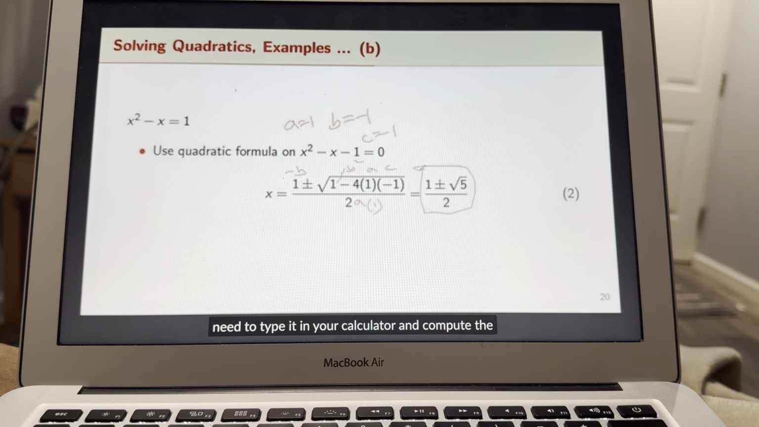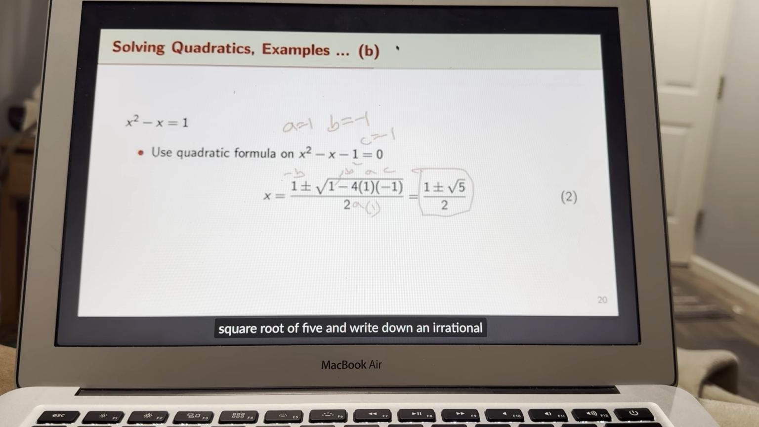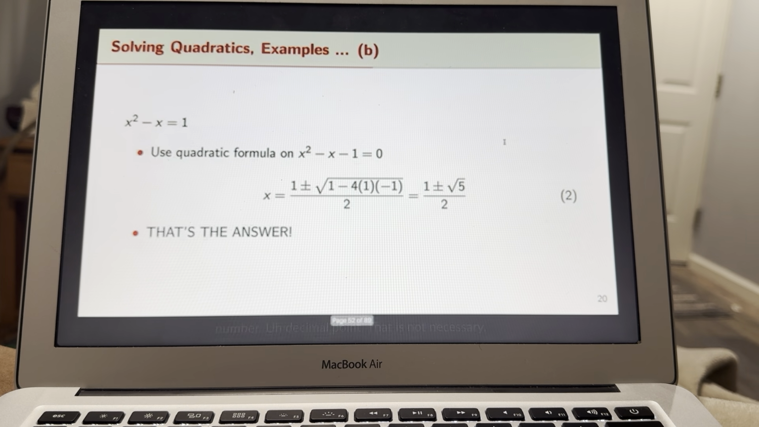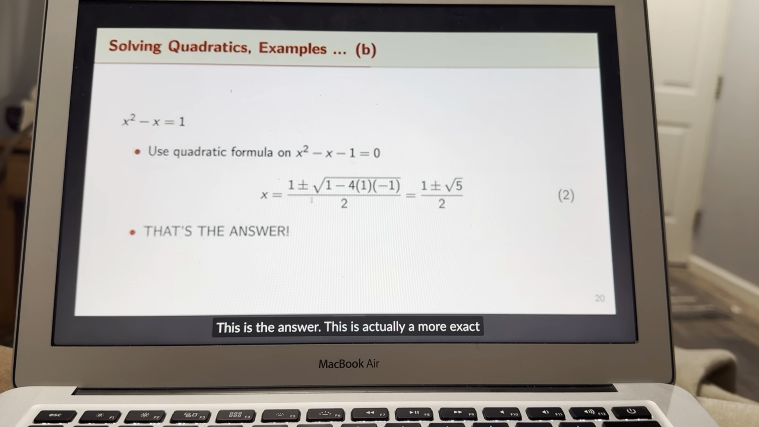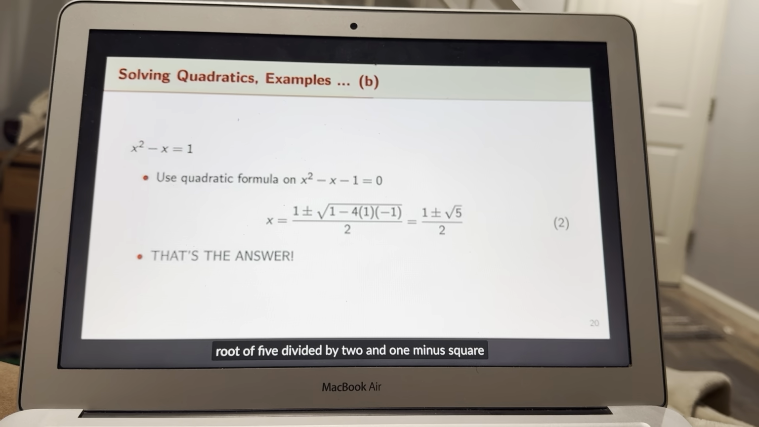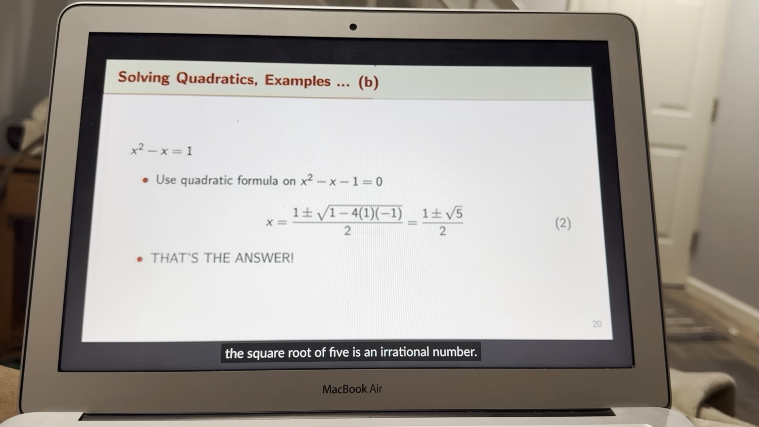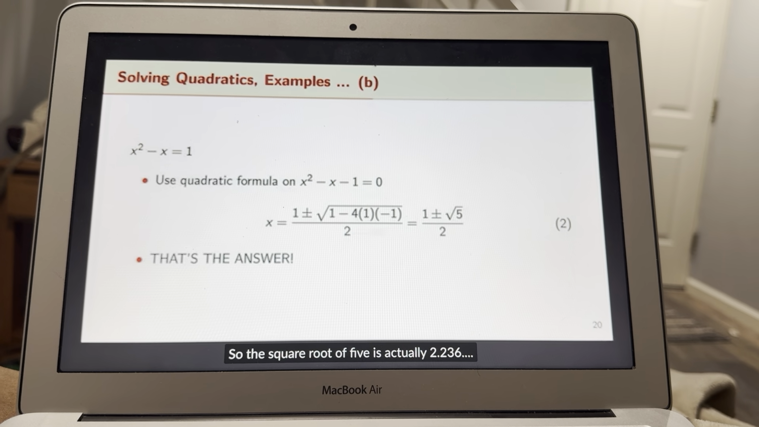You don't need to type it in your calculator and compute the square root of 5 and write down an irrational number decimal point. That is not necessary. This is the answer. This is actually a more exact answer than if you were to compute 1 plus square root of 5 divided by 2 and 1 minus square root of 5 divided by 2. And that is because the square root of 5 is an irrational number.